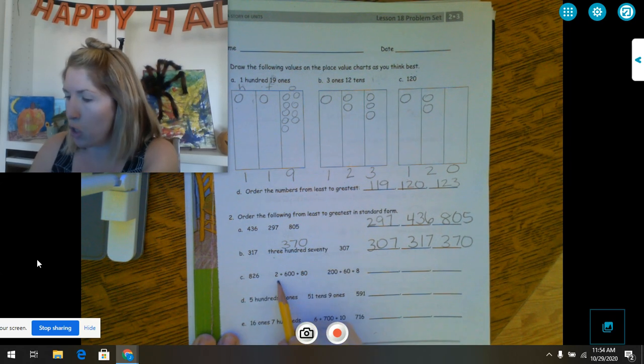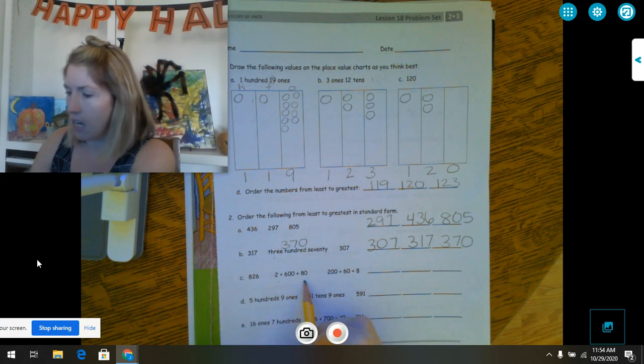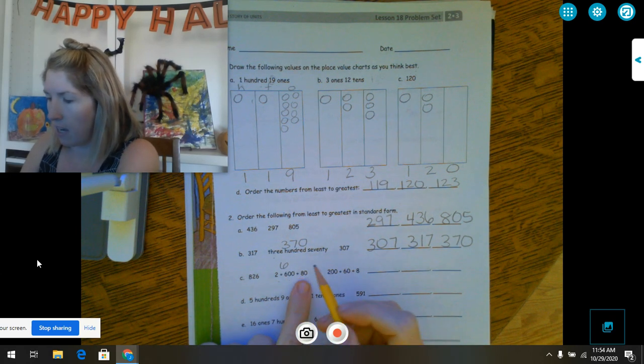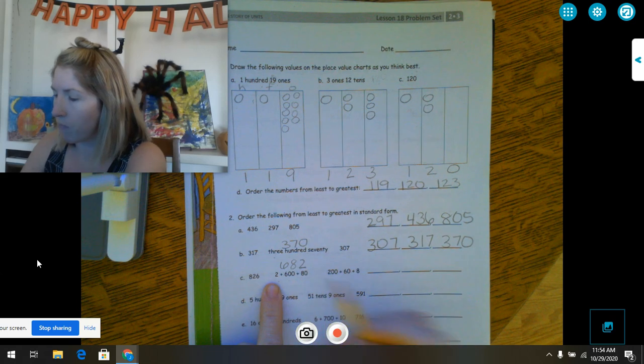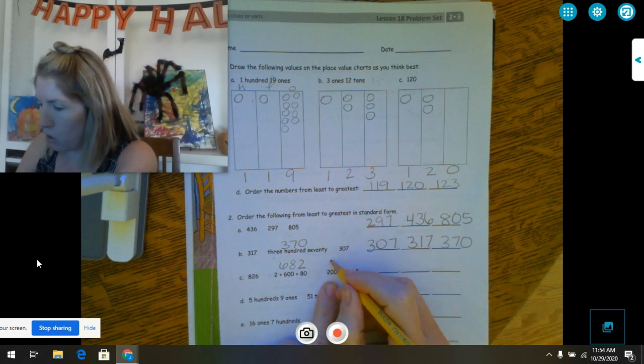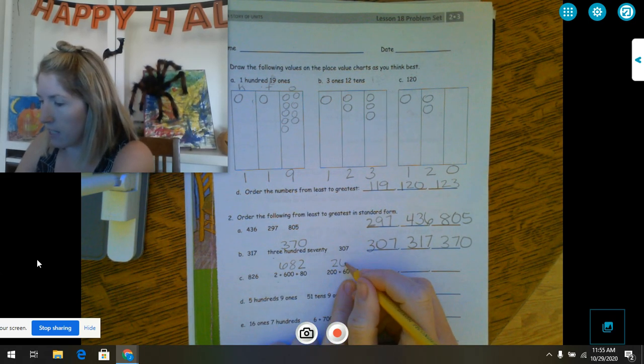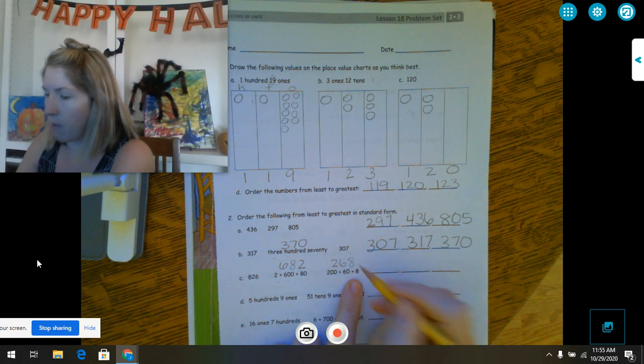Next one, 826. Middle number and last number, we have to write in standard form, so let's figure them out. We have 2 plus 600 plus 80. So we have a 6 in the hundreds place, an 8 in the tens place, and a 2 in the ones place. This one, we have a 2 in the hundreds place, a 6 in the tens place, and an 8 in the ones place.